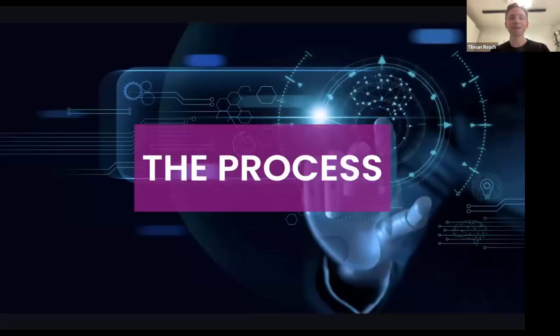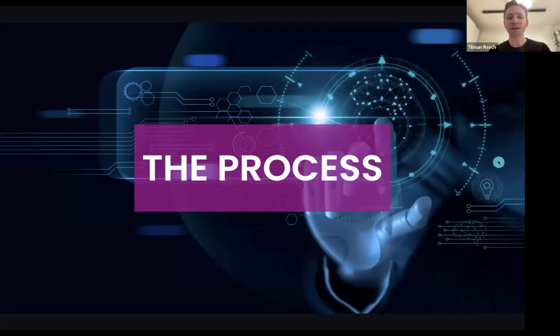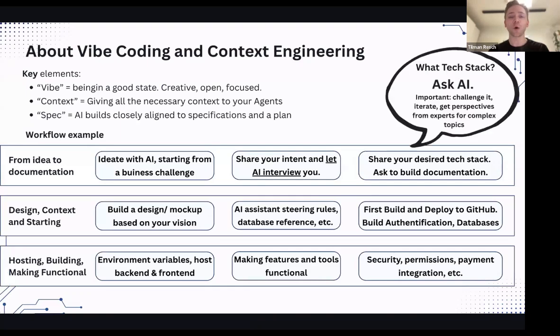So the process. I'm going to show you today Kiro, which is a great product that will guide you through the process, but I want to make sure that you understand the process end to end. This is why we have this overview here for you. Let's look at the elements first. What about vibe coding? Vibe means being in a good state, being open, creative, focused, because only then can you create great things. Context: giving all the context your AI agents need. And spec: building something closely aligned to specs. We will see in a moment what this looks like in code.